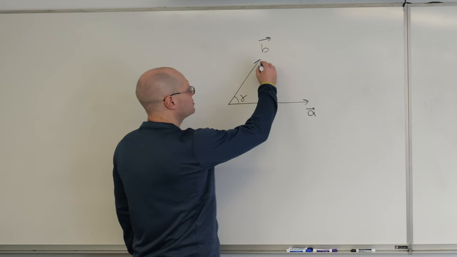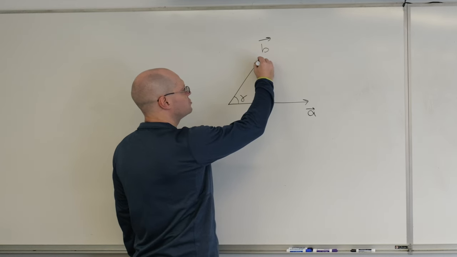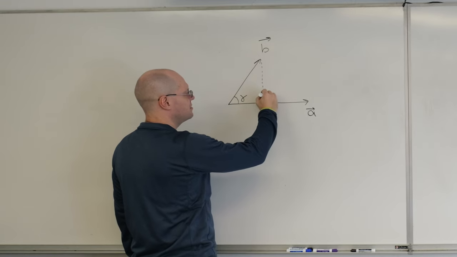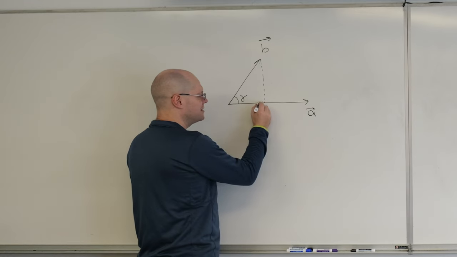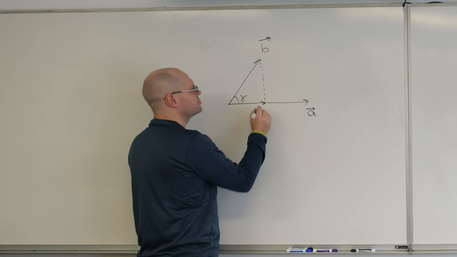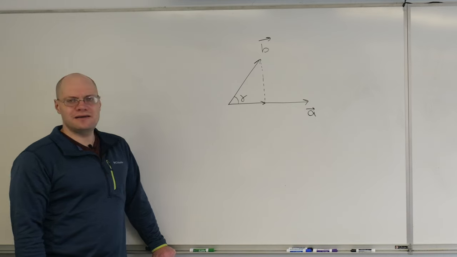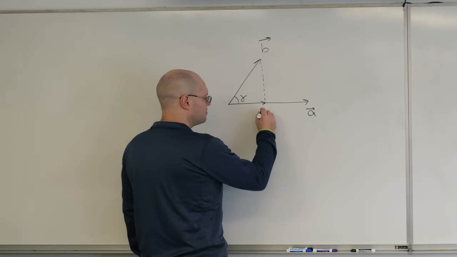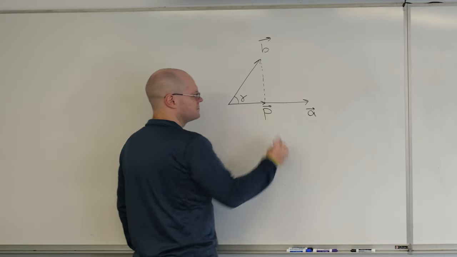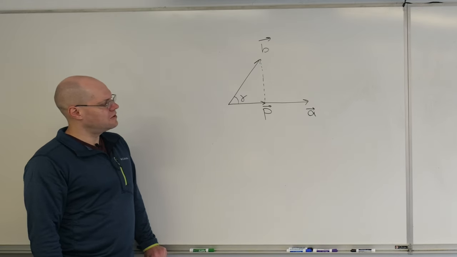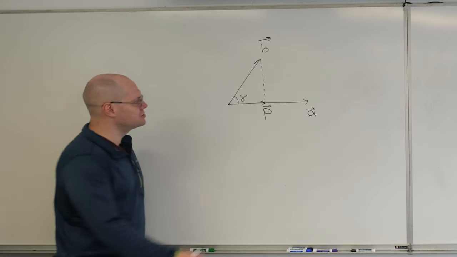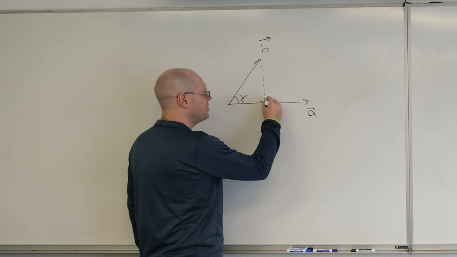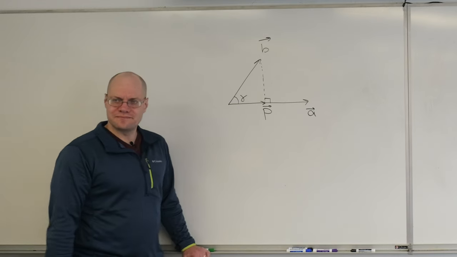So what is orthogonal projection? You go and draw a line through the tip of B that's orthogonal to the vector A, and wherever it lands on the vector A, that's the projection of B onto the vector A. Let me call it P for projection. Okay, that's it. That's what it means geometrically to project B onto A orthogonally.